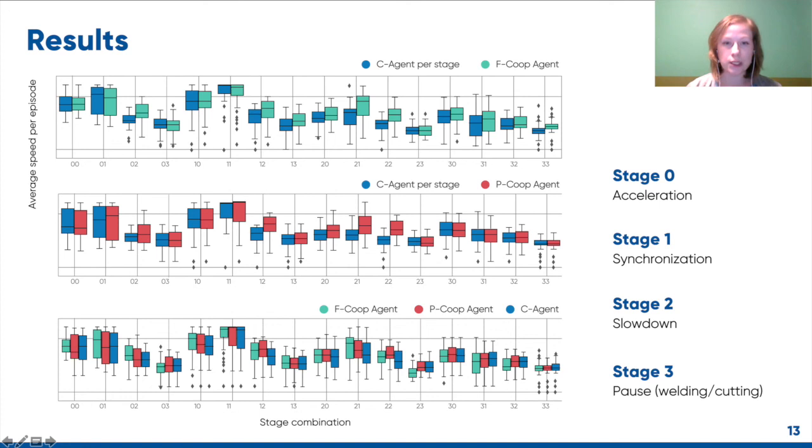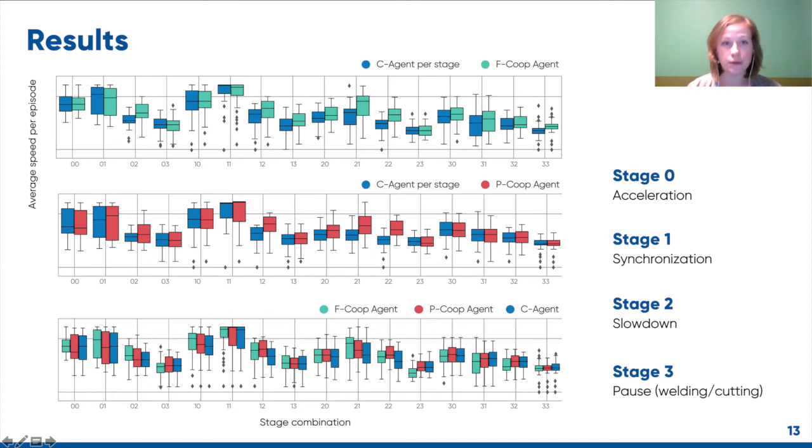However, for combinations where stage 2 is present, the RL agent becomes more active. For the F-corp agent the same is true, but also for the 3-having stage combinations. Two-having stages in this case could be understood as stage combinations where slowdown happens, and 3-having stage combinations are those where welding or cutting happens. Probably the presence of 3-having stages, the excess in speed for the 3-having stage combination for the F-corp agent, results in an excess death rate of that agent.